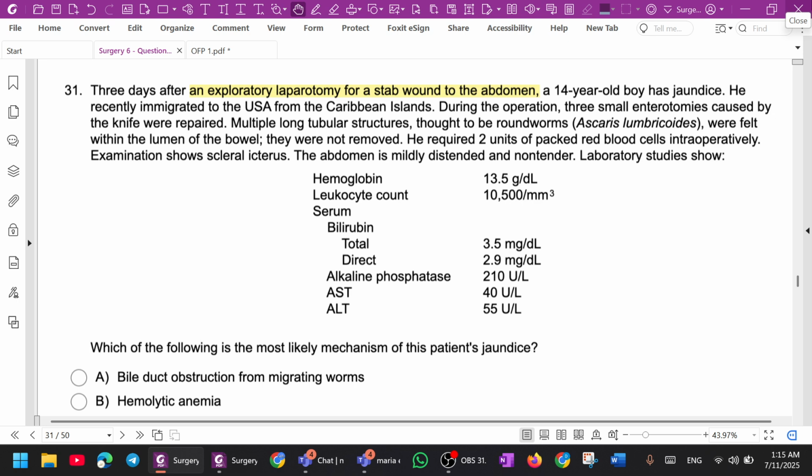Examination shows scleral icterus, abdomen is mildly distended and non-tender. Lab studies show hemoglobin 13.5, leukocyte count 10,500, bilirubin 3.5, direct is 2.9, ALP 210, AST 40, ALT 55. Which of the following is the most likely mechanism of this patient's jaundice?